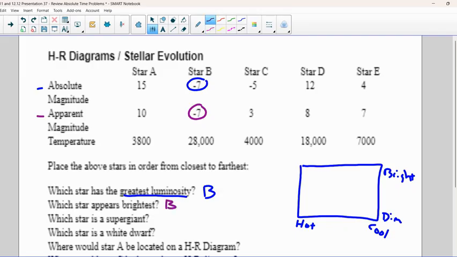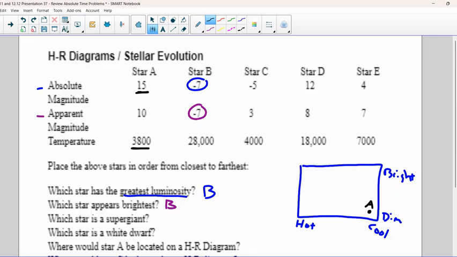Okay, so I'm going to take a second here. I'm going to plot these on my HR diagram. So when I do star A, I'm going to use 15 and 3800. So 15 is a very dim star, and 3800 is a pretty darn cool star. So it's going to be down there. This will be star A.